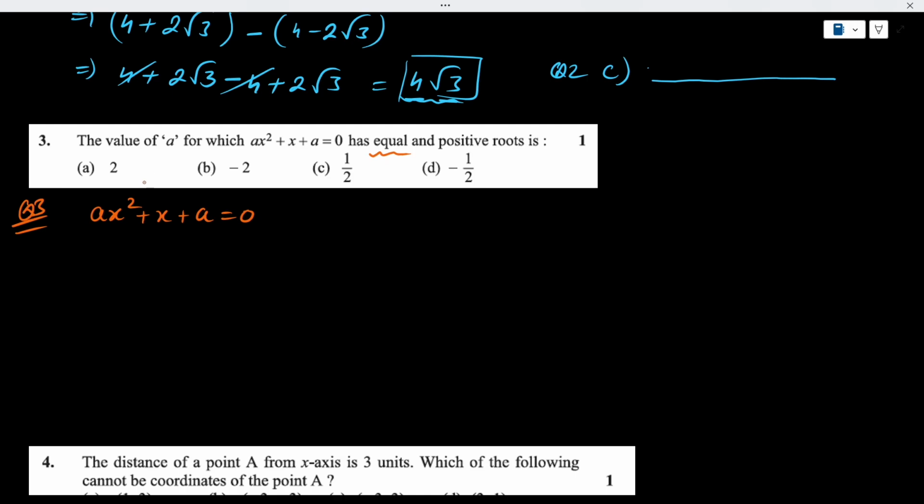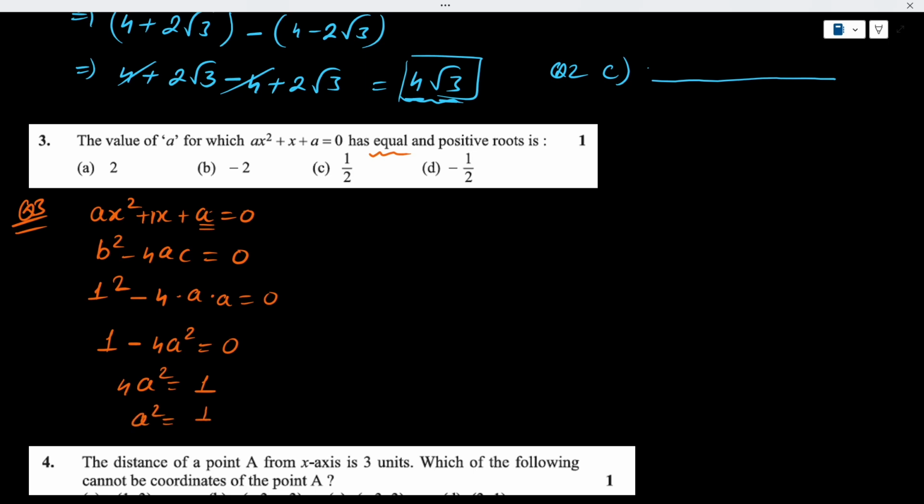You know the nature of roots: when there are two equal roots, we always have b square minus 4ac equals 0. Now you look at your equation, what is the value of b? There is no coefficient, so it is 1. So I can write down here 1 square minus 4 times a, which is the coefficient of x square, times a, which is also the constant value, equals 0. So this is 1 minus 4a square equals 0. Then we get 4a square is 1. a square is going to be 1 by 4.